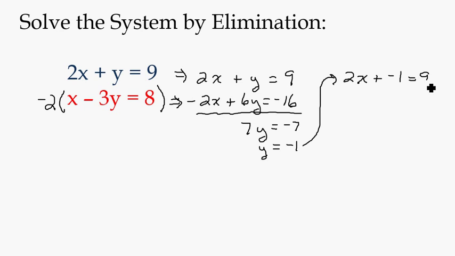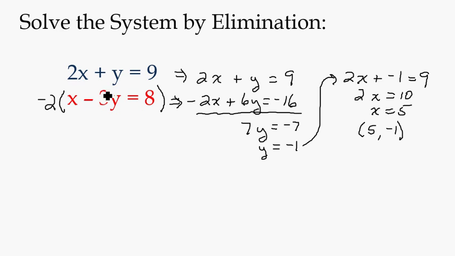So I'll put a negative 1 where the y was, all right, and just solve it. So add 1 to both sides, divide both sides by 2, and I get 5. So there's my answer, 5, negative 1. And you could check it.